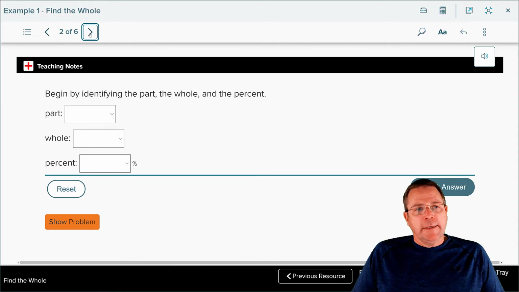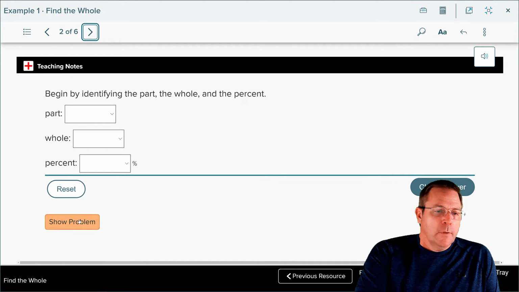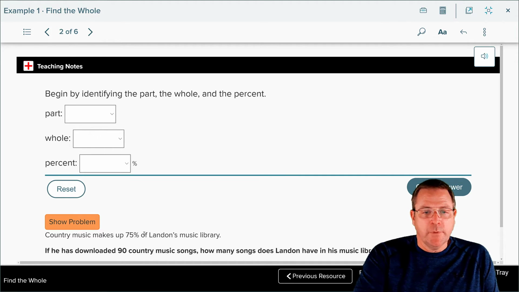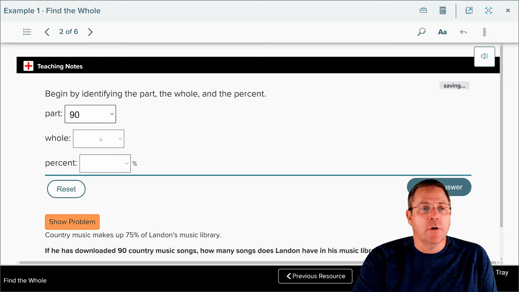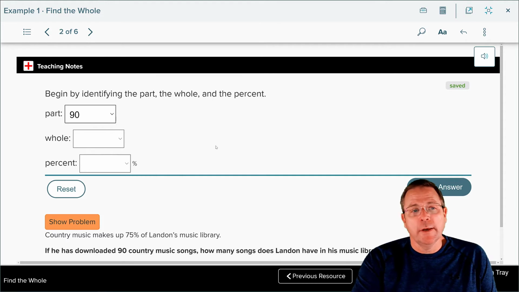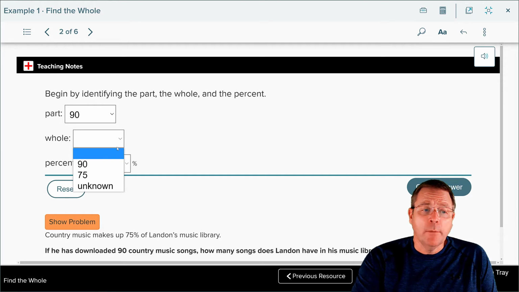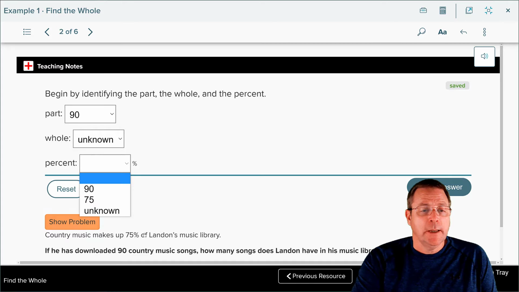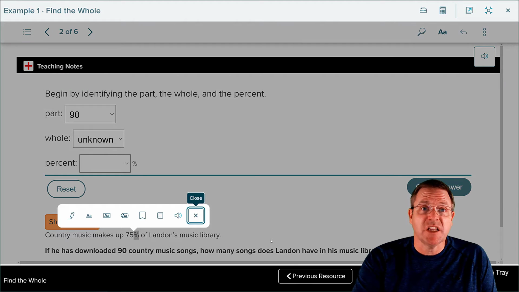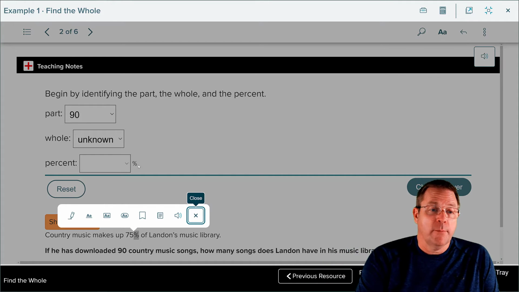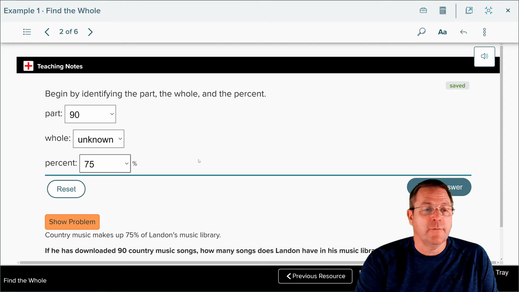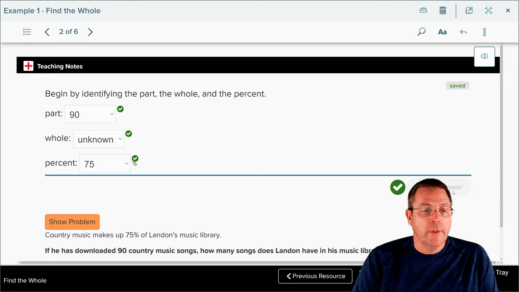So let's start off by identifying the different parts of this problem. Well, let's go ahead and look at the problem again. 75% of the library, 90 songs. So what is the part going to be? Well, the part is going to be the 90 songs. That's the portion of its library that is music. The whole, well, we don't know it yet. And finally, the percent, here's the clue. It says a percent sign behind it. When you see a percent sign, that's a clue that you have a percent there, so our percent is going to be 75%. Check our answers. All that checks good. Excellent. Let's keep moving.